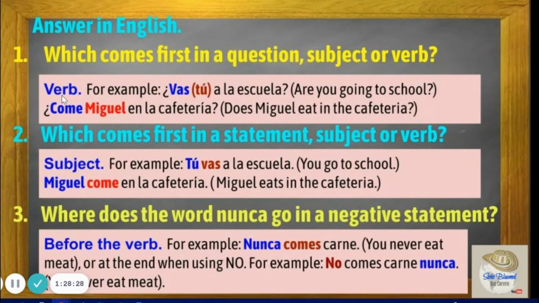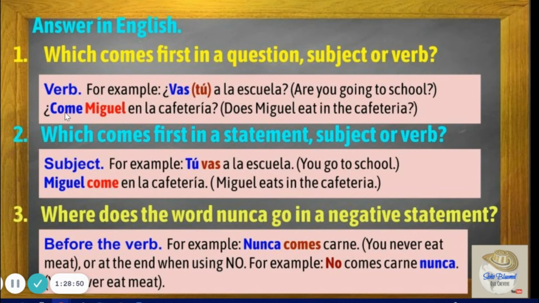So for example, if you want to ask somebody, are you going to school? You would say, ¿vas a la escuela? Or you can say, ¿vas tú a la escuela? So notice that I put it in parentheses because you can say tú, but you don't have to say tú because vas is for tú. Okay, so ¿vas a la escuela?